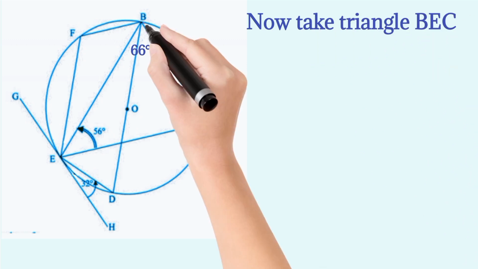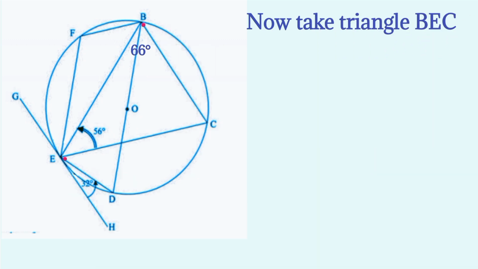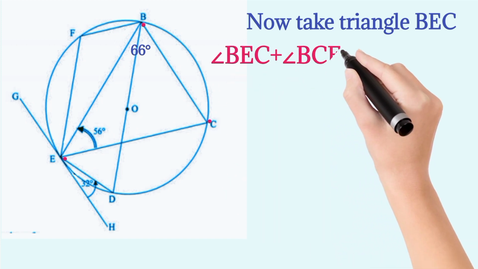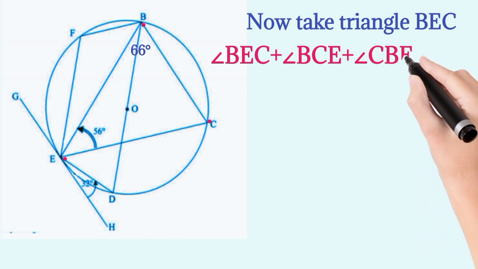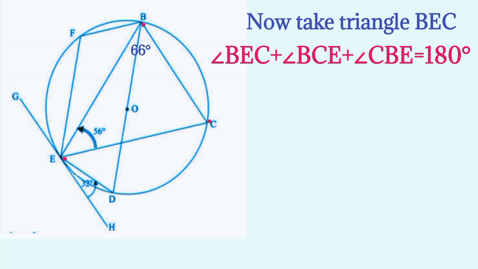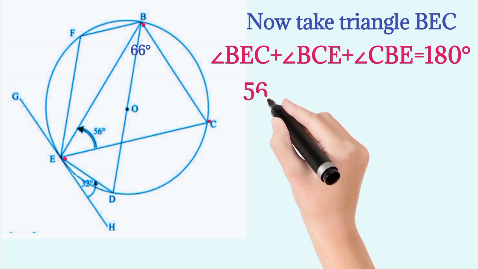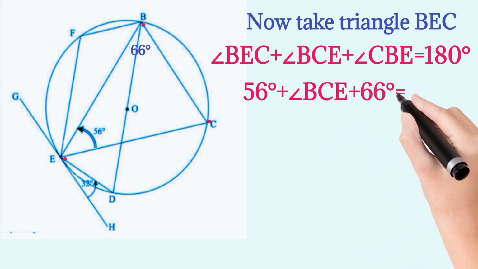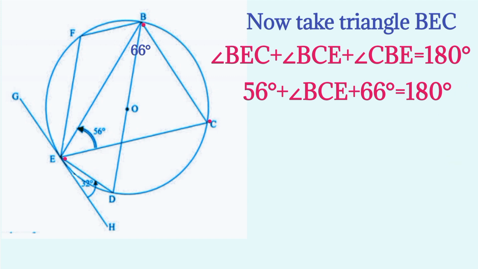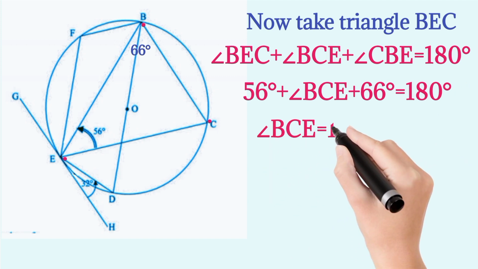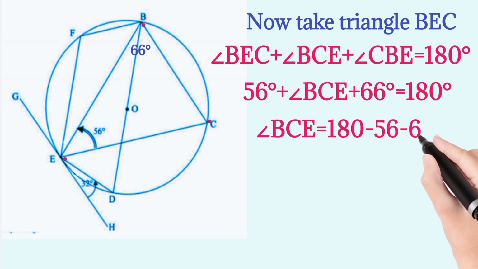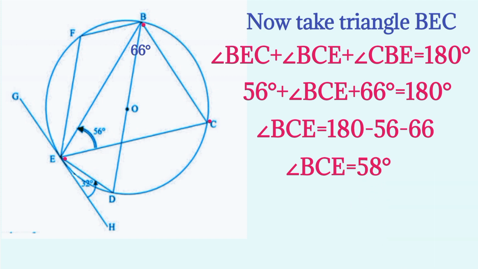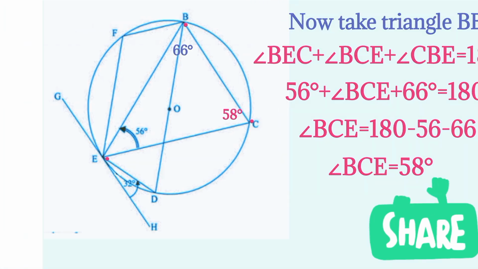Now in triangle BEC, angle BEC plus angle BCE plus angle CBE is equal to 180 degrees by the angle sum property. Angle BEC is 56. Angle BCE plus angle CBE, which is 66, is equal to 180 degrees. So angle BCE is equal to 180 minus 56 minus 66, which will give angle BCE is equal to 58 degrees. So this is 58 degrees.